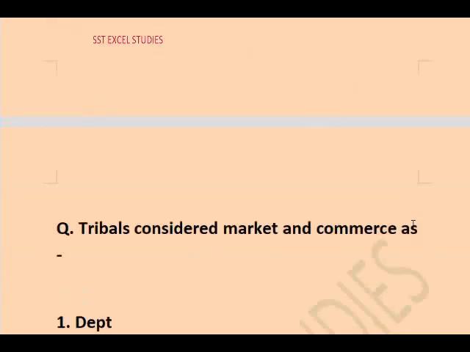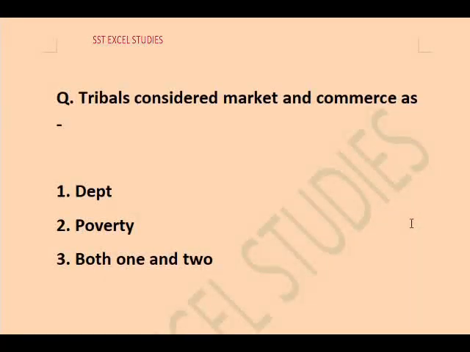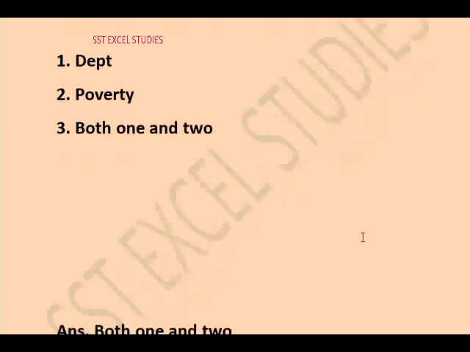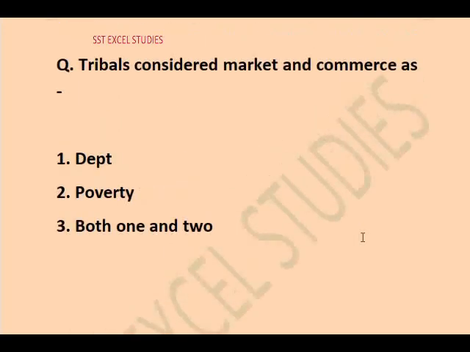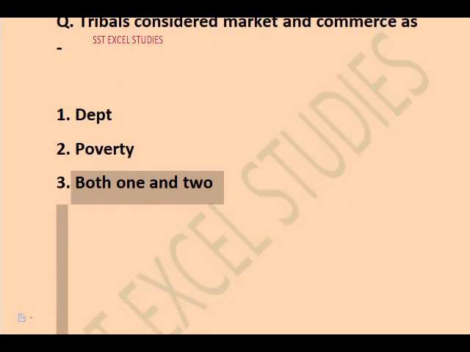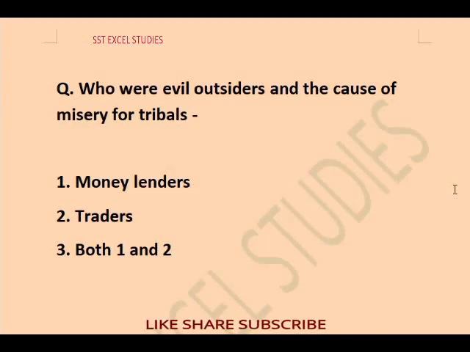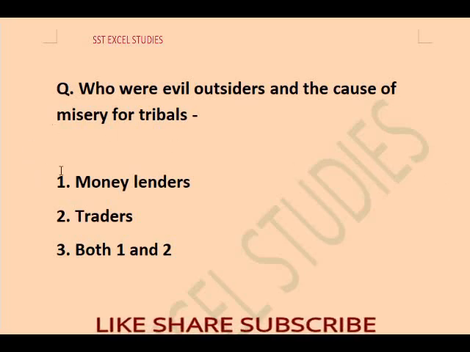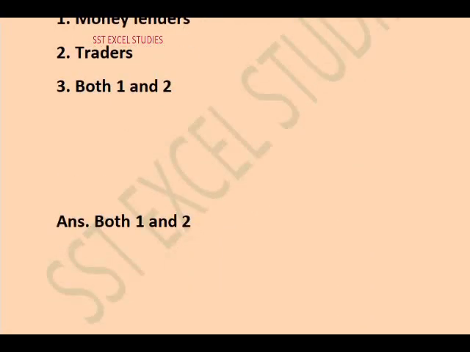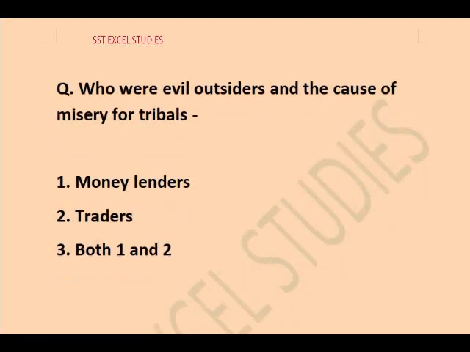Next question is: tribals considered market and commerce as, options are debt, poverty, or both 1 and 2. Answer is both 1 and 2. Market and commerce became the places of debt and poverty for tribals. Next question is: who were evil outsiders and cause of misery for tribals? Options are moneylenders, traders, or both 1 and 2. Again, answer is both 1 and 2. Moneylenders and traders both were the cause of misery for tribals.